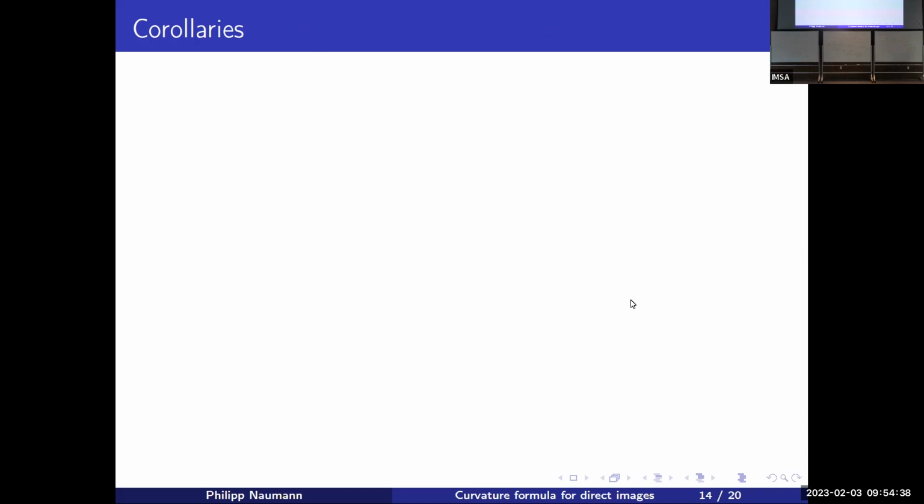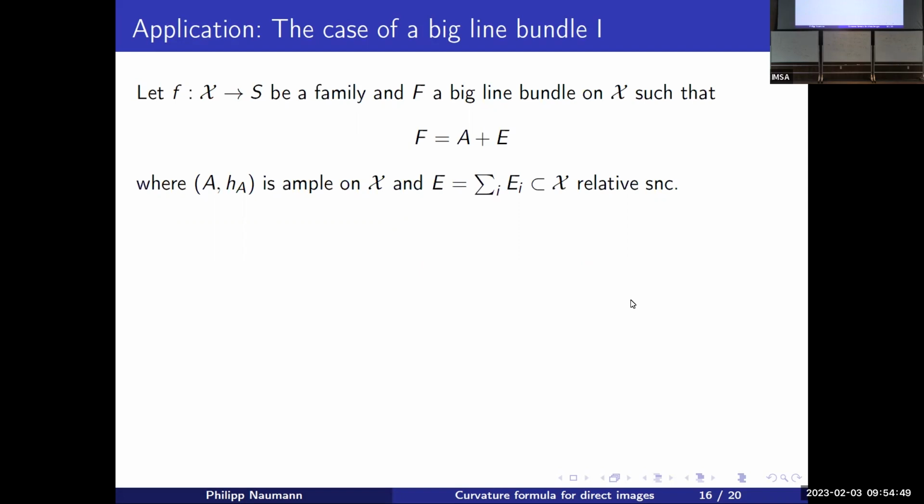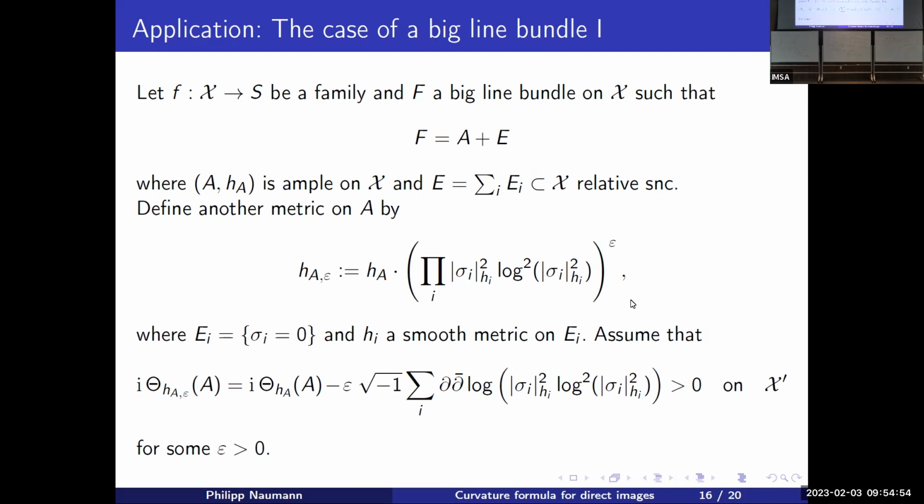And okay, let's skip. Maybe, how much time do I have? Another application besides this canonically polarized case is the following. I have a big line bundle, and I have the corresponding Zariski decomposition into ample plus effective. Then, of course, I have a positive metric on A and a singular one on E. And I modify the positive metric on A a bit by introducing artificially Poincaré-type poles along E.